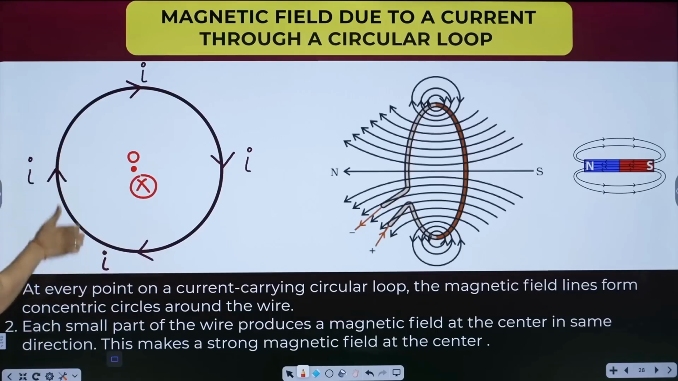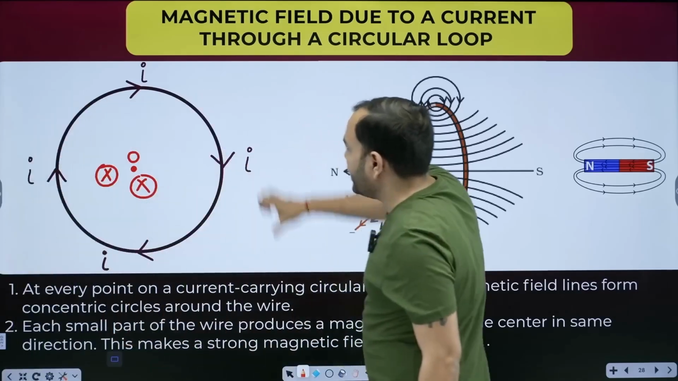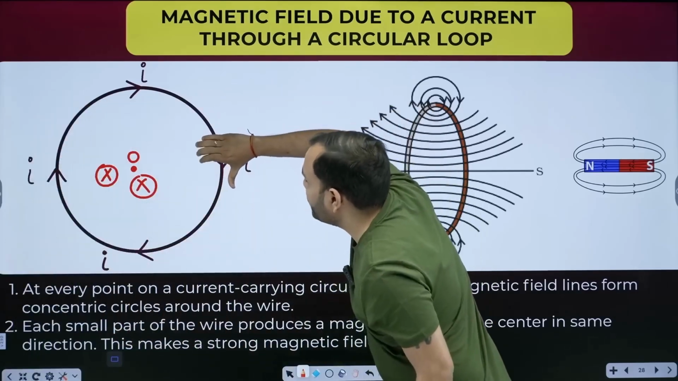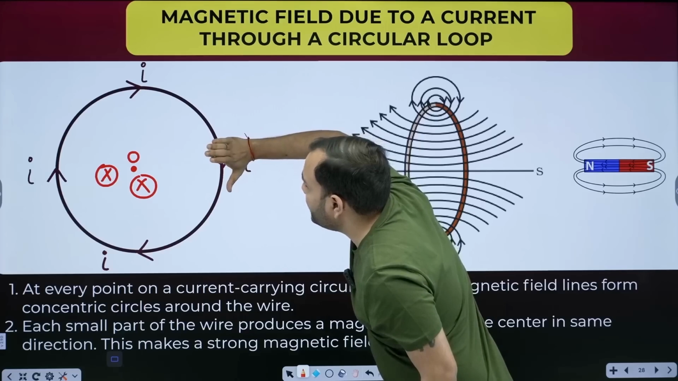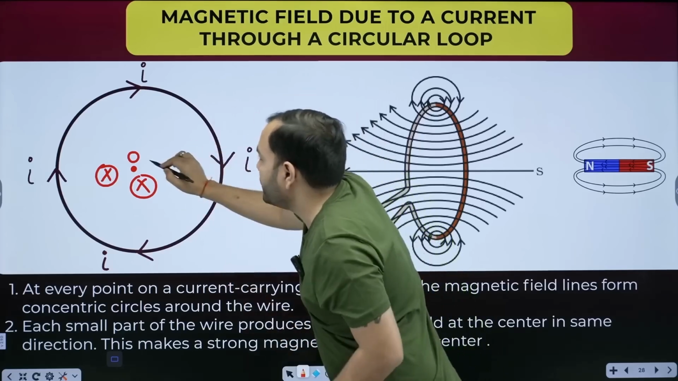Current is going up. Place the thumb in the direction of current. Curl the fingers. I have to see that at O. Where is it going? Towards inside, from outside to inside. Magnetic field from outside to inside like this. Look here. Current is going down. Place the thumb in the direction of current. Curl the fingers from outside. Inside, inside, like this. Okay.